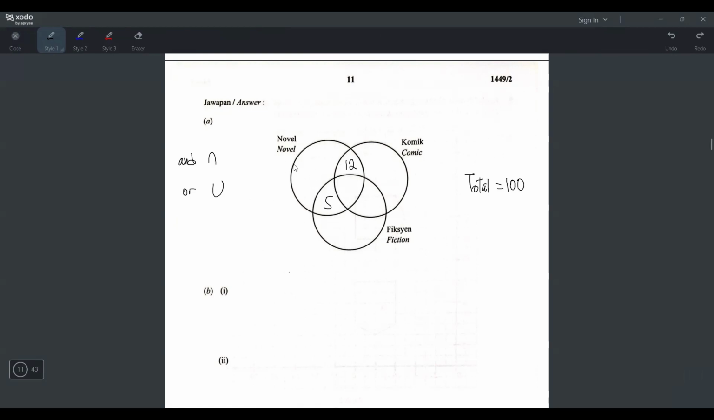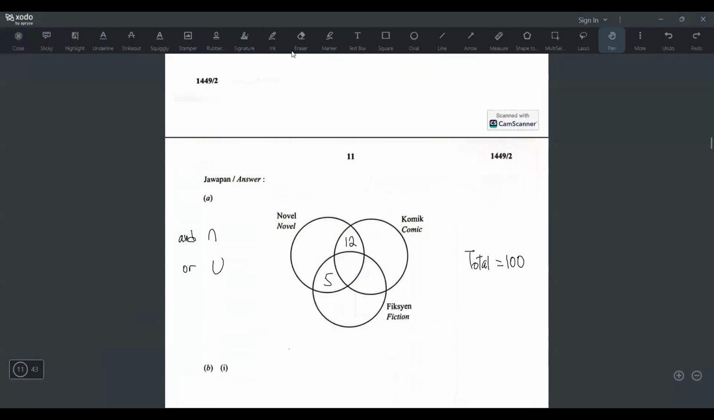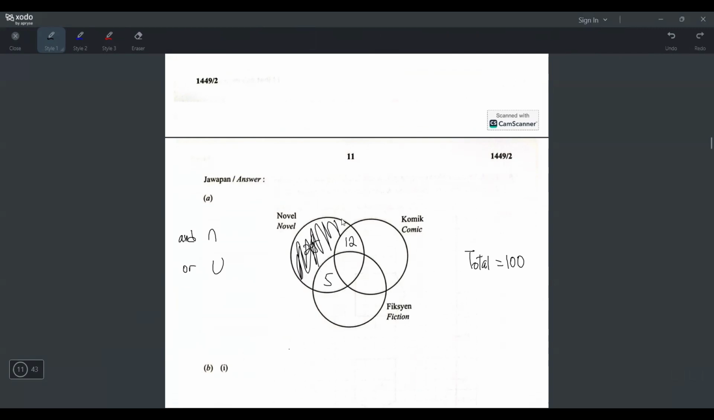But if they say novel and fiction 5, then the 5 I cannot write here already. The 5 would be here plus here, right? And then you have to find out the other one, then take 5 minus, right? But this question, they got say novel and fiction only, so we can write the 5 here, okay? Because only. All right, next one, novel only 25. This one also can write. Novel only 25 is like this. Because only means only this region lah, okay? If they say the word only, you can write like this.